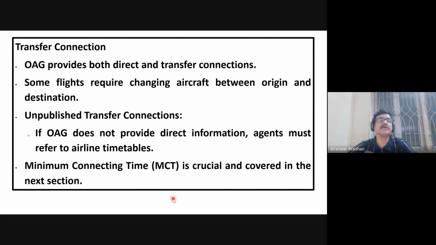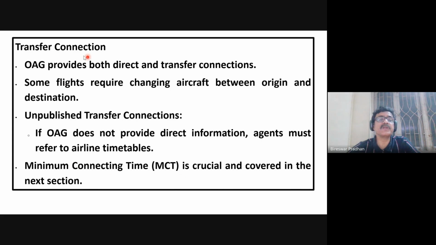Now we are going to discuss transfer connection. OAG provides both direct and transfer connections. Some flights require changing aircraft between the origin and destination. For an unpublished transfer connection, if OAG does not provide direct information, the agent must refer to the airline timetables. So it is advisable to the agent. Minimum connecting time is crucial and covered in the next session.